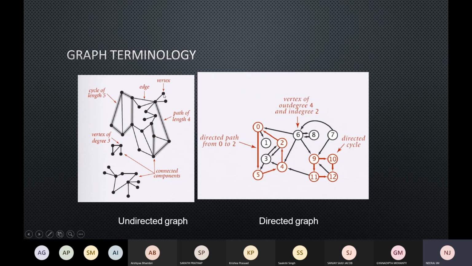A vertex is nothing but any node like in a tree, and an edge is nothing but connecting two vertices. A cycle is a closed connection between a number of vertices. The degree of a vertex is the number of vertices connected to it, so here in this case, 1, 2, 3. So 3 connected components are there. That's what it means. This is for an undirected graph. For a directed graph, I'll tell you what out degree and in degree are later on.